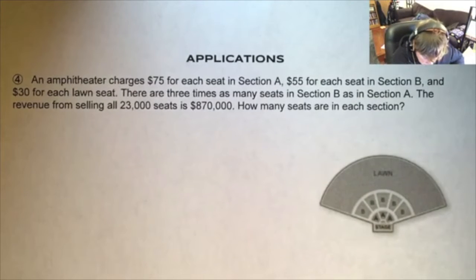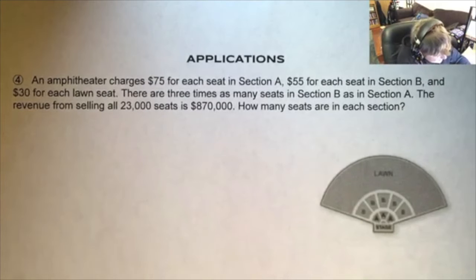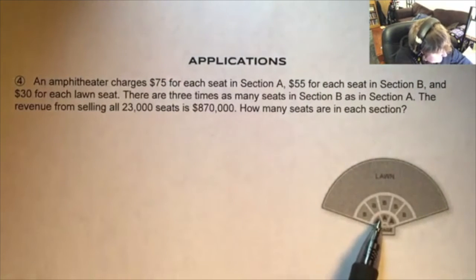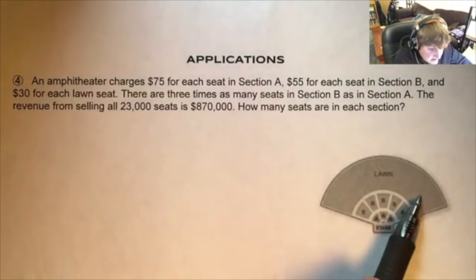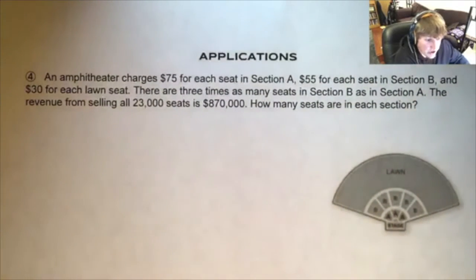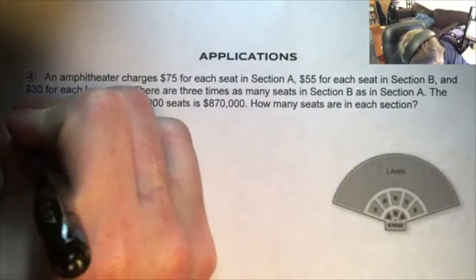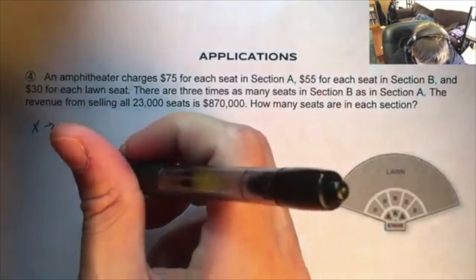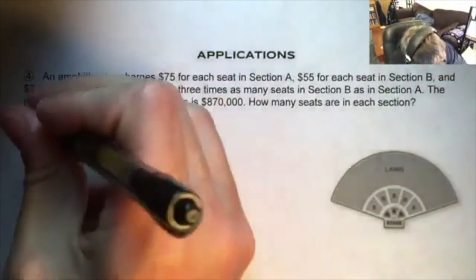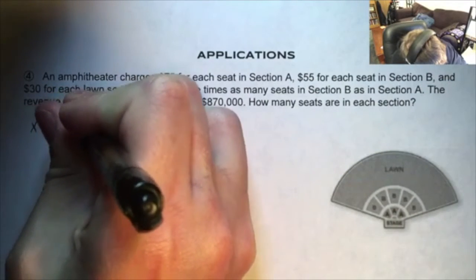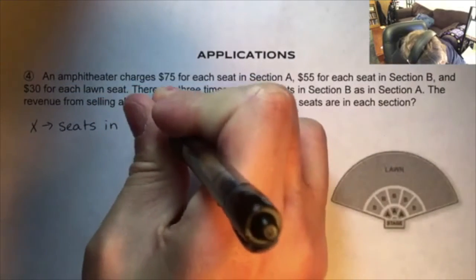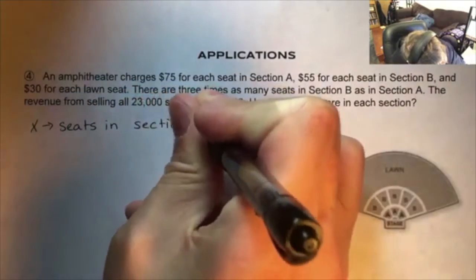Okay, so if I want to know how many seats are in each section, that tells me I can set up variables for seats in A, seats in B, and seats in the lawn, because the variables are going to help us answer the question. Let's say x is going to be equal to the seats in section A.